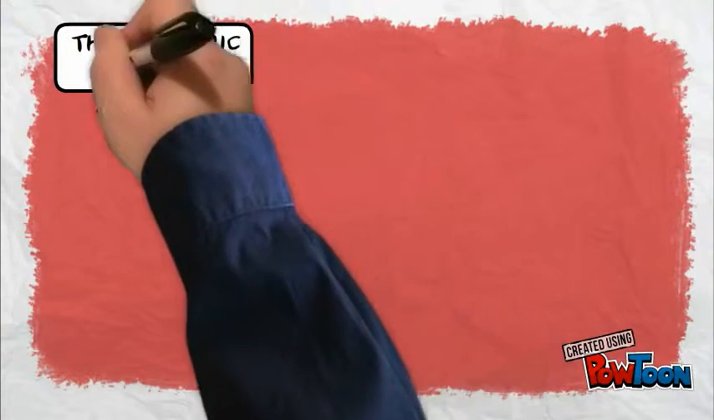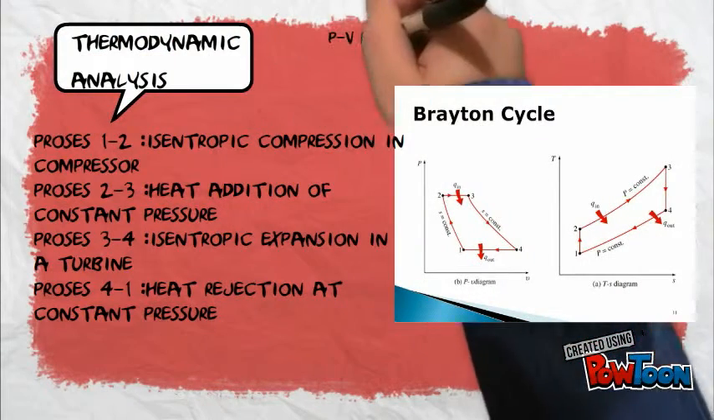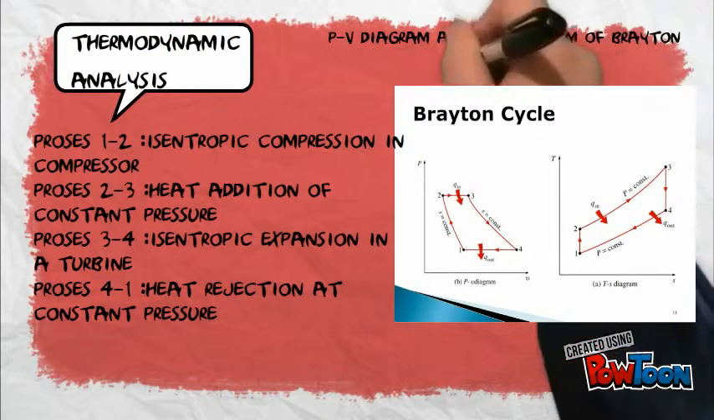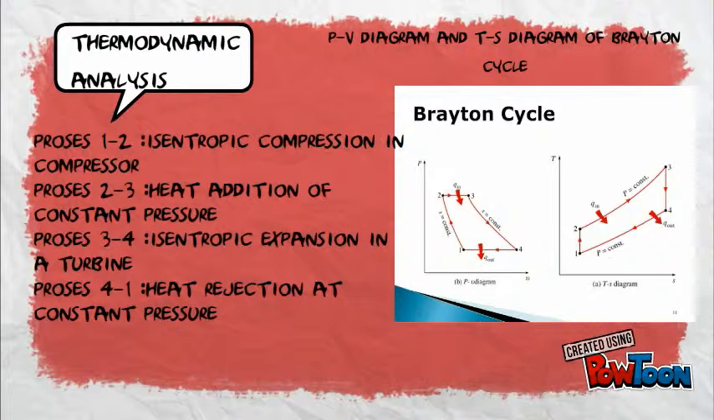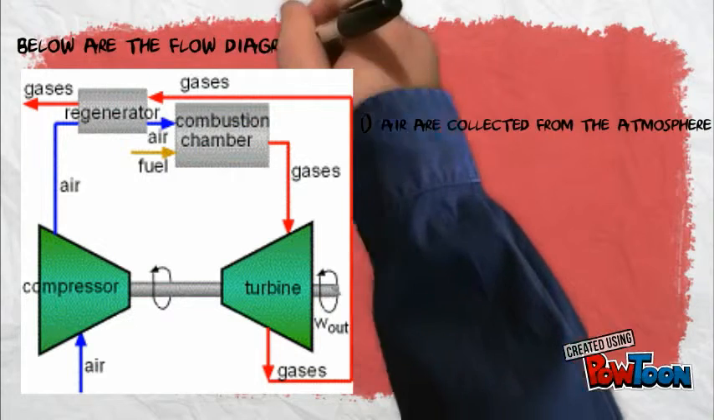The thermodynamic analysis related to the nuclear power plant is the Brayton cycle. Below are the Q diagram and TS diagram of the Brayton cycle. Below is the flow diagram of a simple gas turbine.